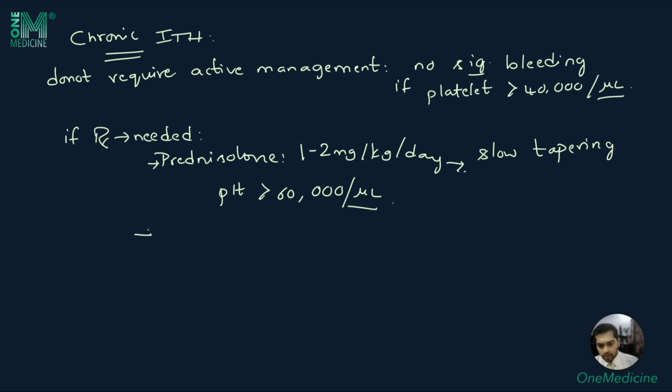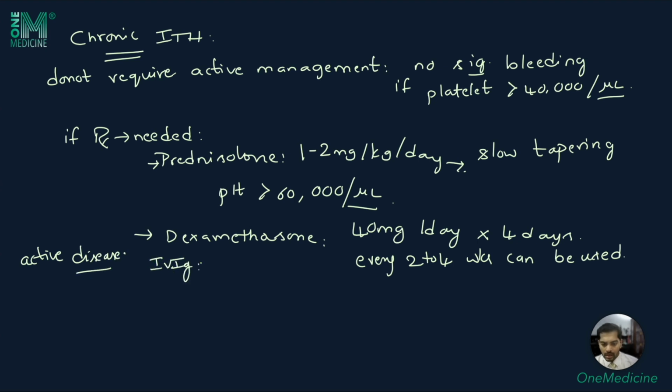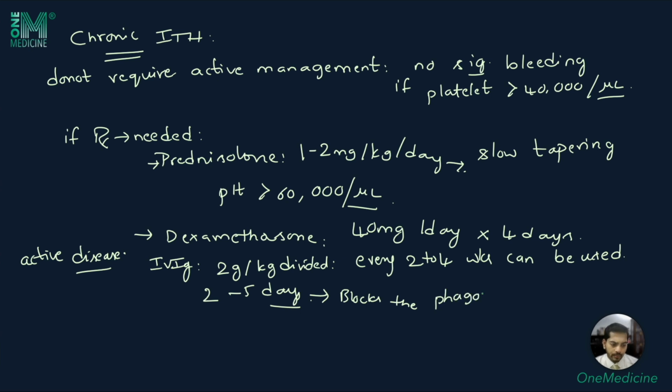Instead of prednisolone, even dexamethasone in the dosing of 40 mg per day for 4 days every 2 to 4 weeks can be used. In case of an active disease, intravenous immunoglobulin at the dosage of 2 gram per kg can be divided into multiple doses given over 2 to 5 days. This blocks the phagocytic destruction of platelets.